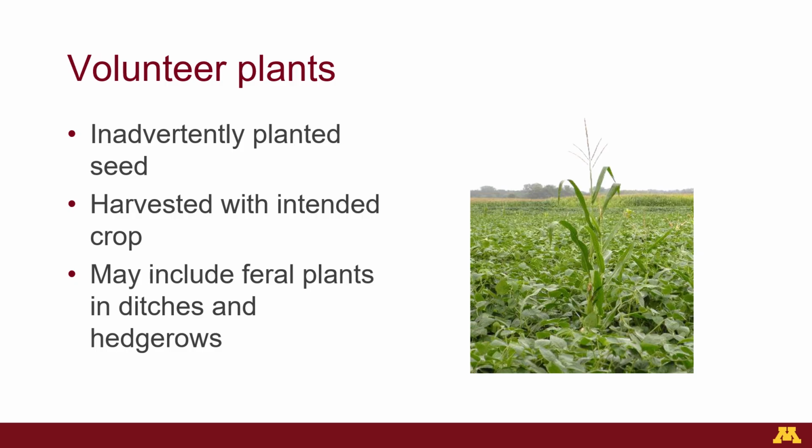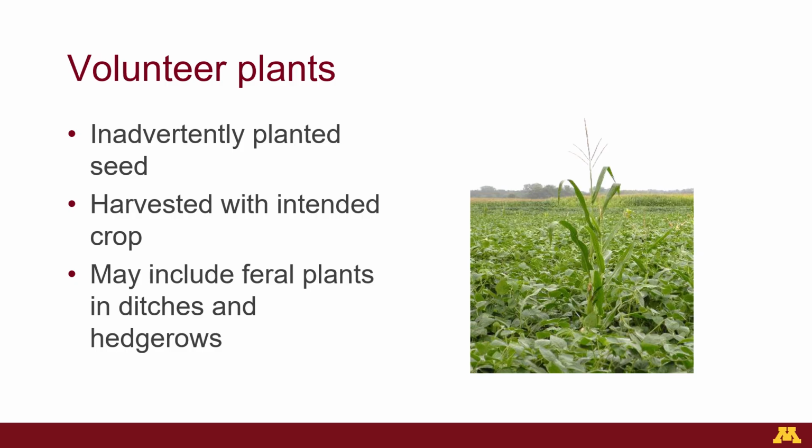Volunteer plants are those that are not intentionally planted and are harvested with your crop. GMO volunteer plants can happen if GMO seed was previously used in a field and remains in the seed bank, or has been accidentally transported from a neighboring field, for example, in equipment that was not thoroughly cleaned. This accidental seed replants itself and grows alongside your crop.